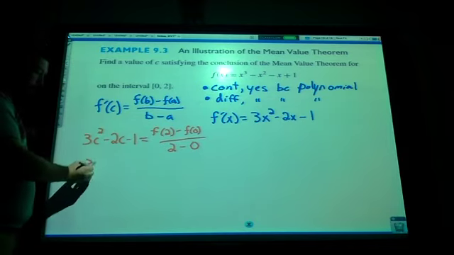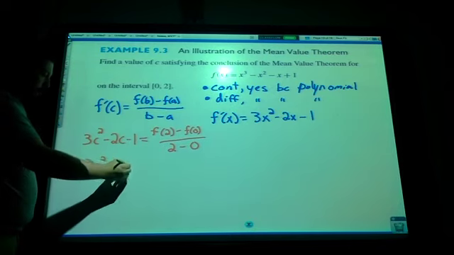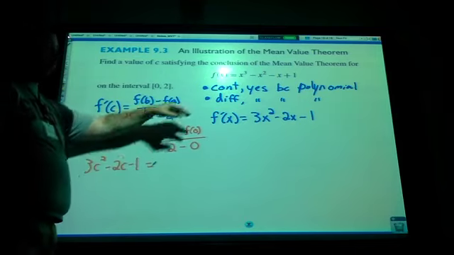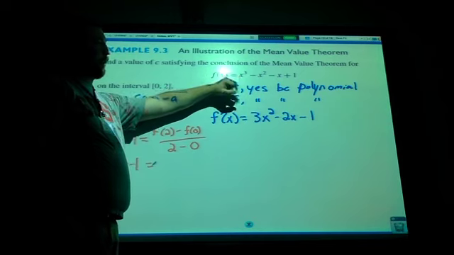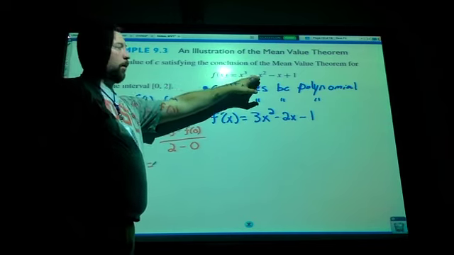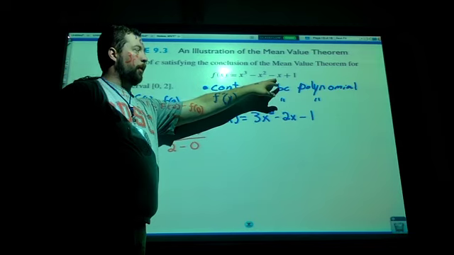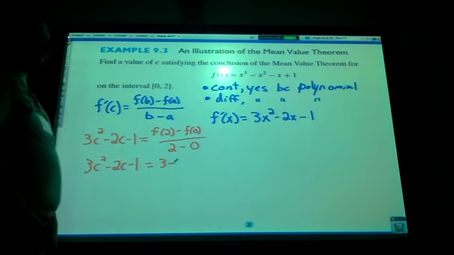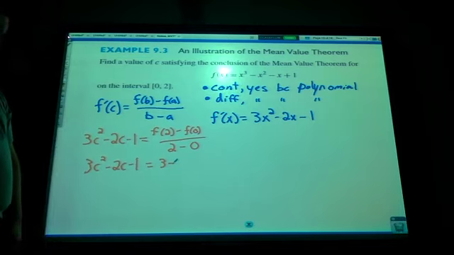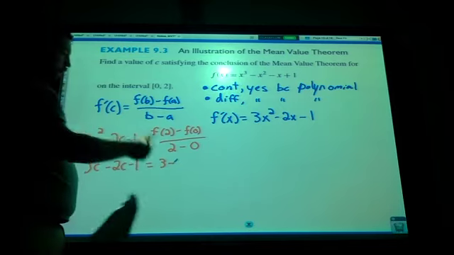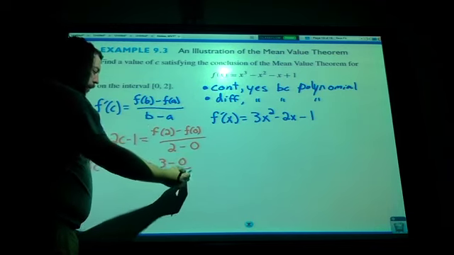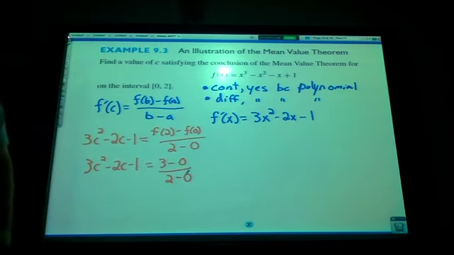All right, so I'll rewrite my 3c squared minus 2c minus 1. I'll figure out what f of 2 is by plugging into the original problem, not the derivative, but the original. If I plug a 2 in, I get 8 minus 4, which is 4. 4 minus 2, which is 2. And 2 plus 1, which is 3. So I get 3 minus, I plug a 0 in. I get 0 minus 0 minus 0 plus 1, so 0. All over 2 minus 0.